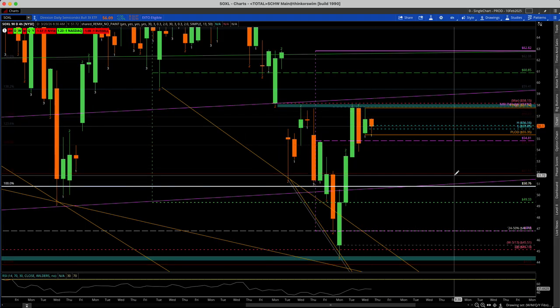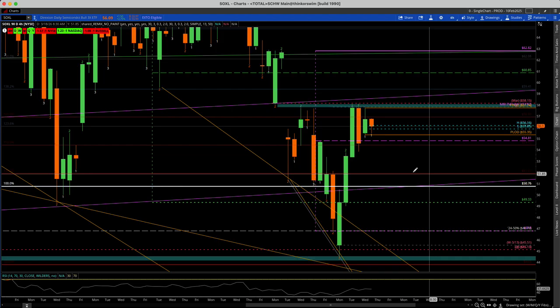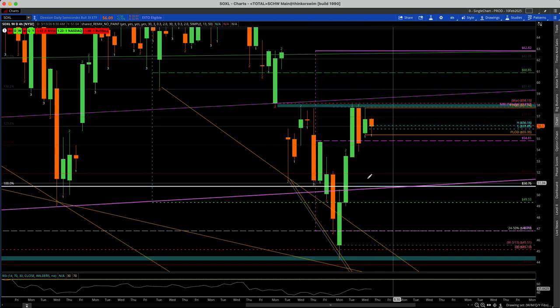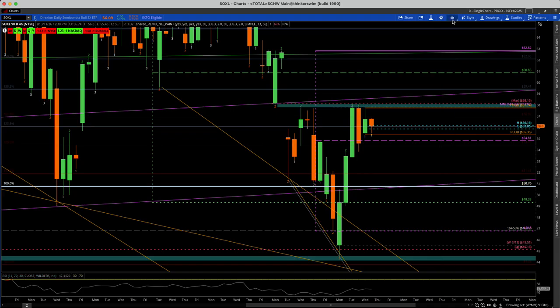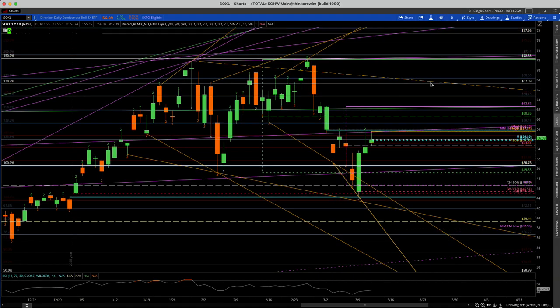So SOXL is a high beta. That's part of why we trade it. So we could get all the way down there, but there are levels of support on the way down that we would have to look out for. Right on the day, excuse me.